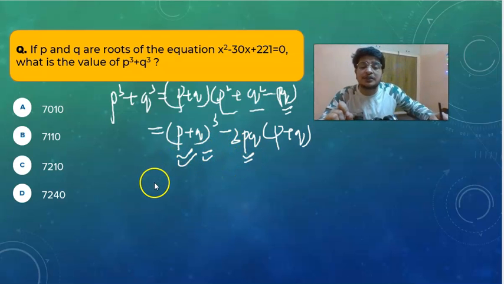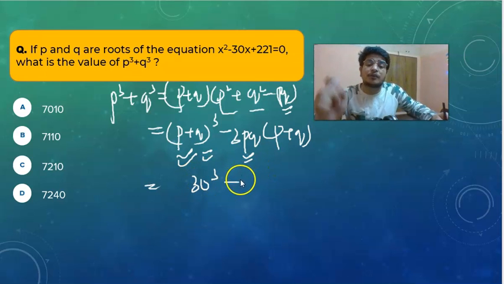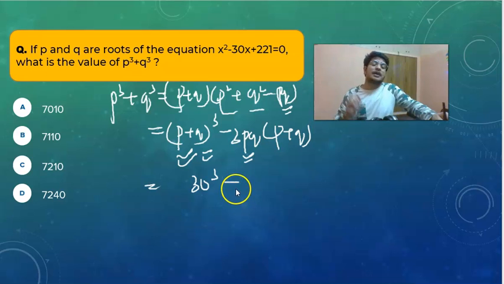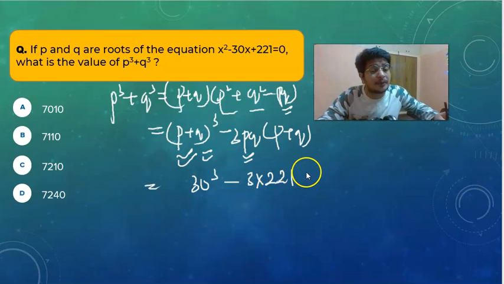So p plus q can be written as 30, because the sum of roots is 30. Minus 3 into 221, because pq, the product of roots, is 221, into 30.